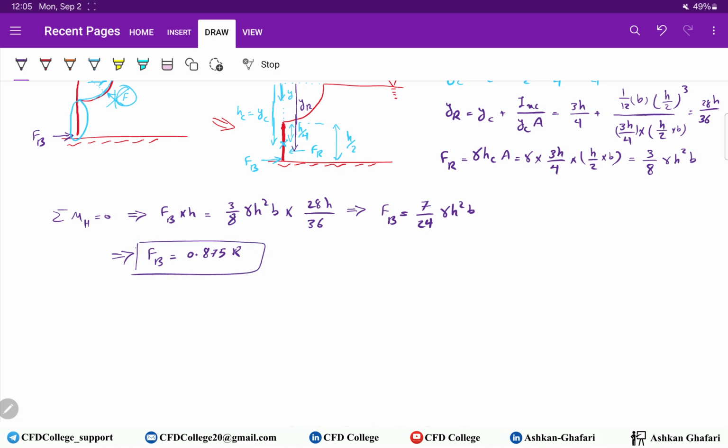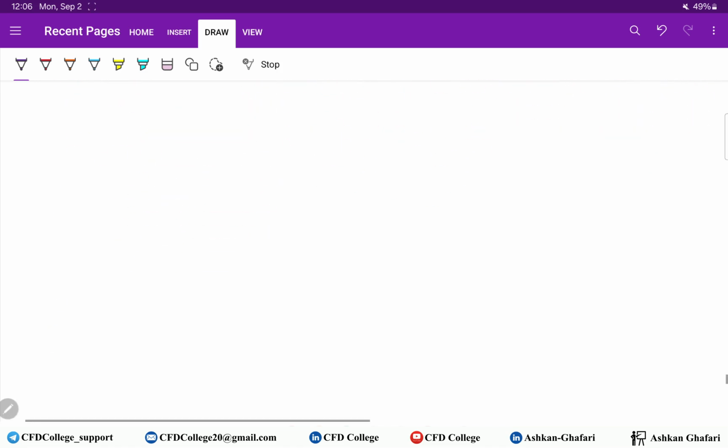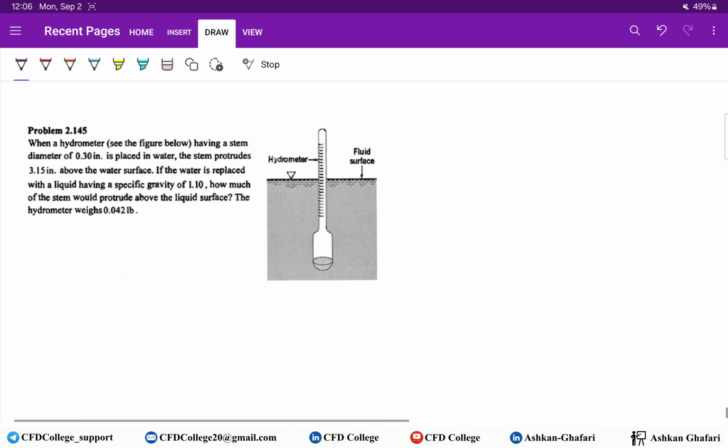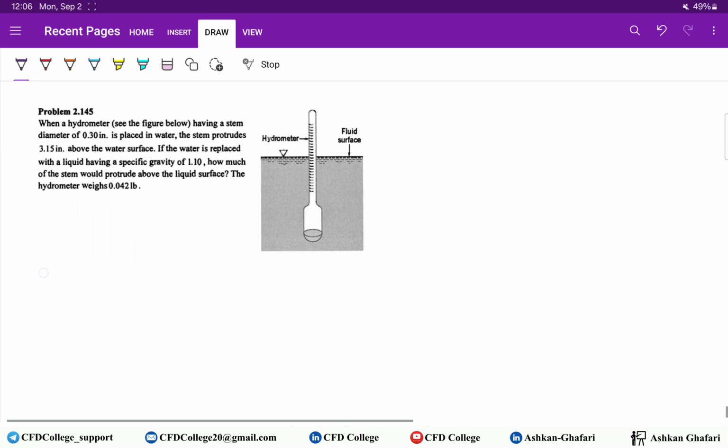See, this is the most difficult problem in this assignment and probably in this chapter. And we have another problem related to buoyancy force. Problem number 145, which is related to buoyancy force.